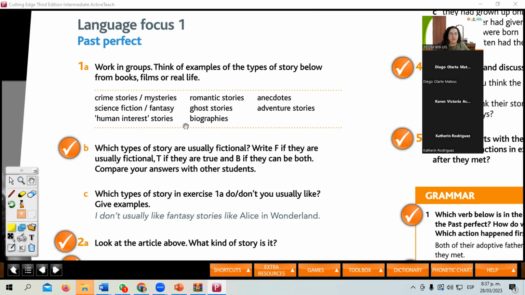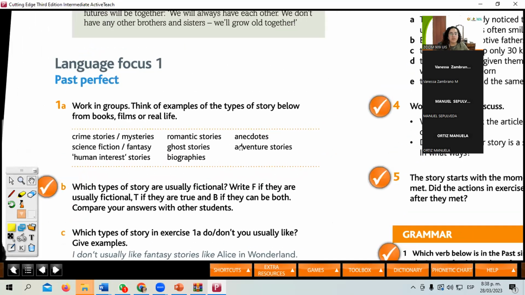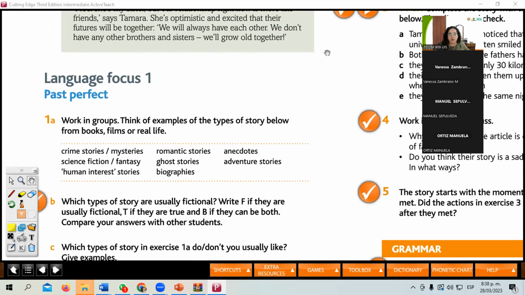Manuel, for biographies. For biographies, I think most of them are true. Yes, true. Manuela, for anecdotes, what do you think? I think these are true. Yes, anecdotes are generally true. And Vanessa, for the last, adventure stories, what do you think? Teacher, I think, yes, generally they are, I would say more fictional, but we can have some true adventure stories. So we can say both.